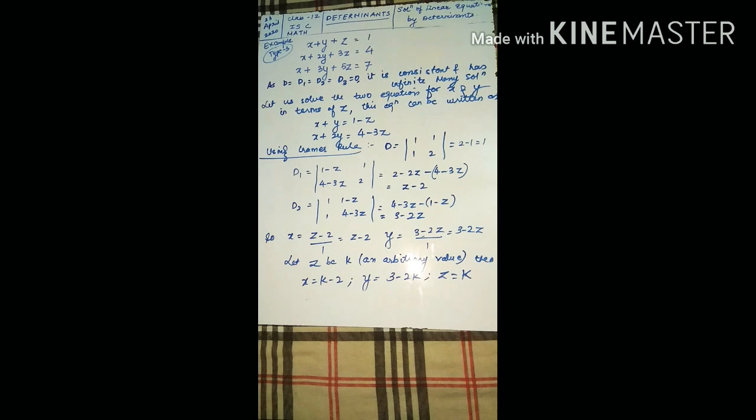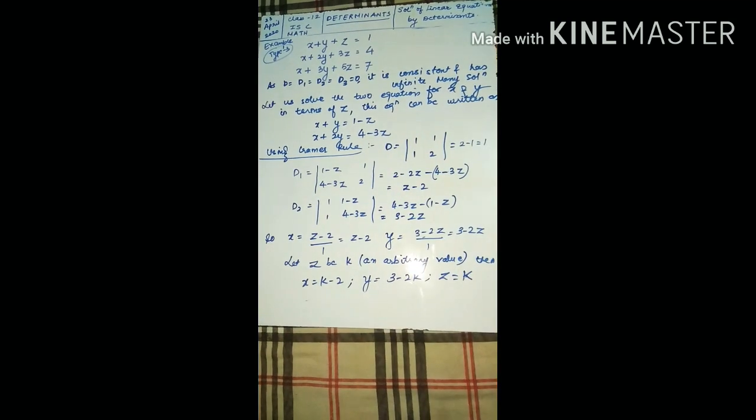Now you would have been confused about why we are taking this k and why we are writing it like this. As I told you, it has infinitely many solutions, not a unique solution, which means we have to write it in the general form. So this is the general answer of x, y, z. You consider k to be any value.